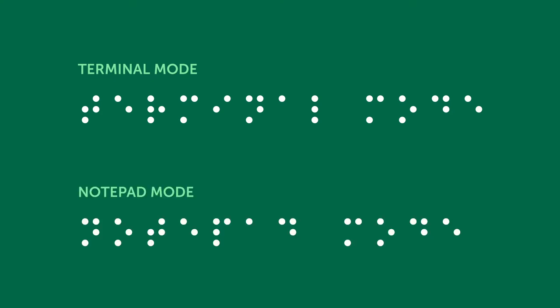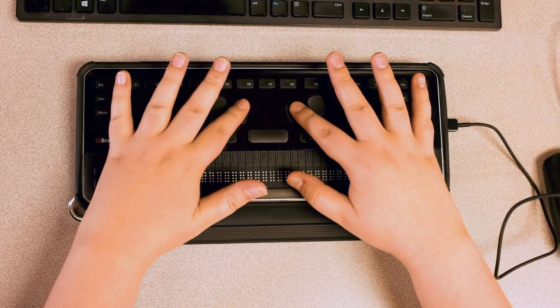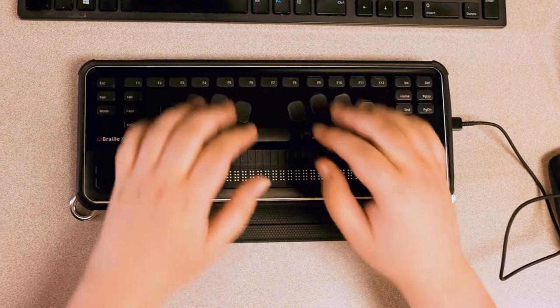If the braille display starts up and presents notepad mode, which looks like this, press the letter C on the braille display to connect to terminal mode. This requires the operator to press two buttons, like this, at the same time.